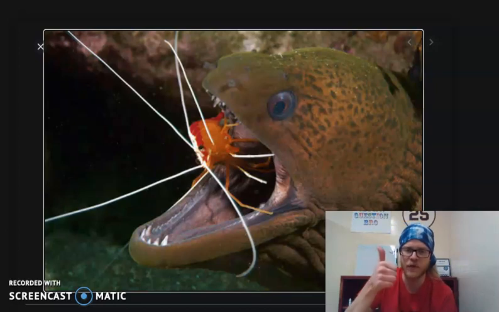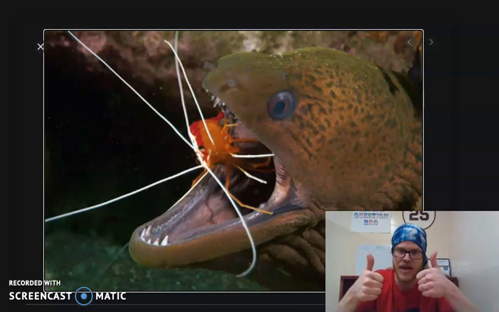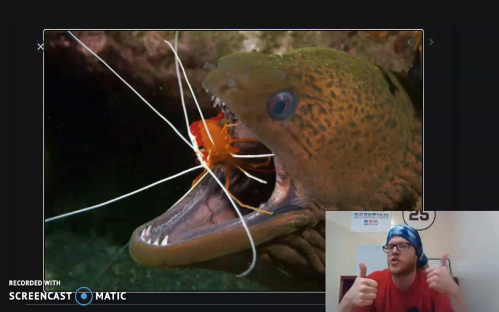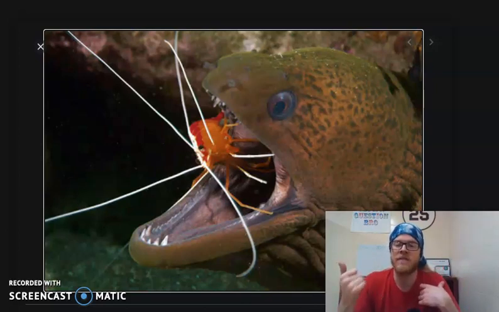So the shrimp is getting free food. The eel is getting rid of parasites, getting rid of decaying food in its mouth. And at the same time, that shrimp's not a huge meal, right? So you think about it, why doesn't the eel just eat them? Well, for one, that eel is going to lose its dentist. And for two, it's not that huge of a snack, right?